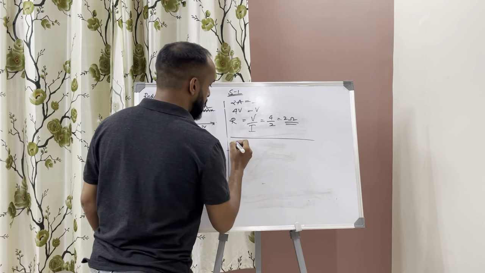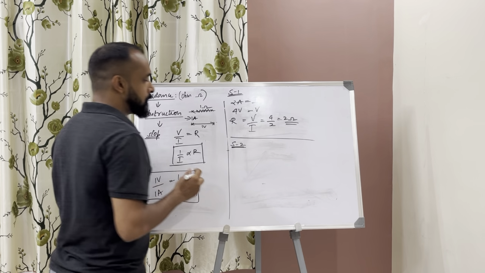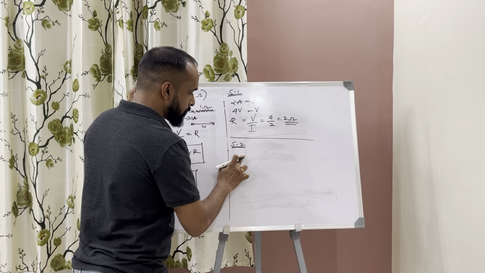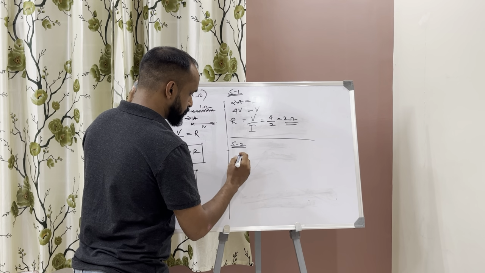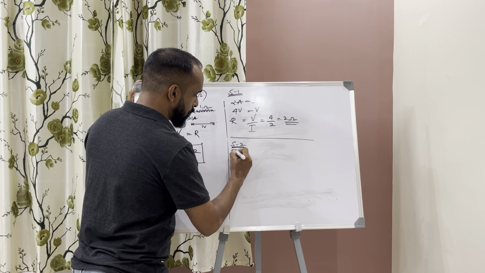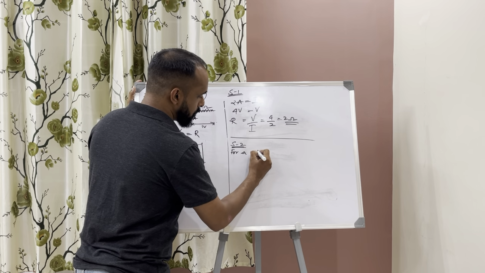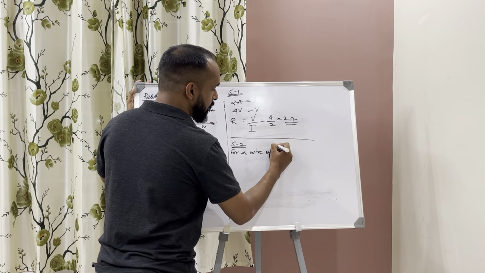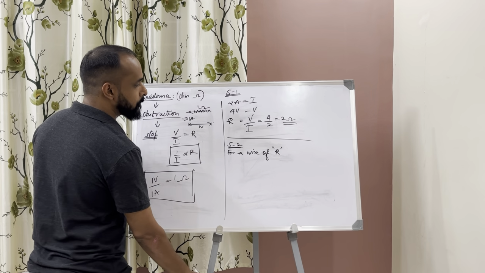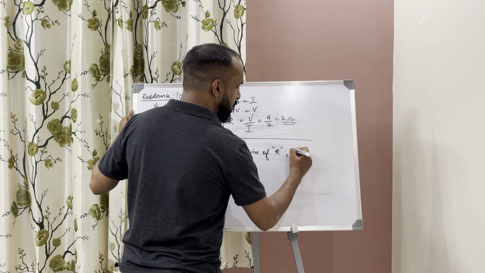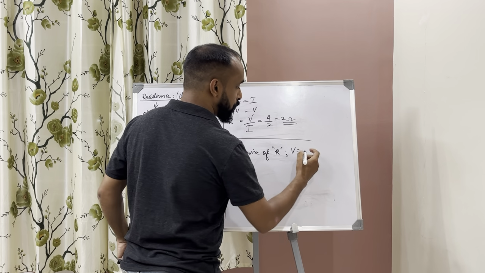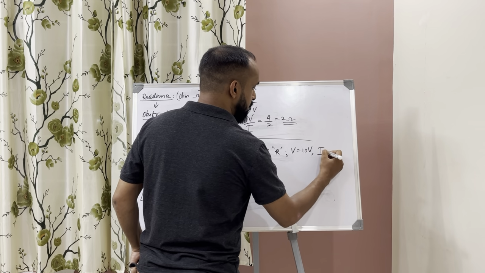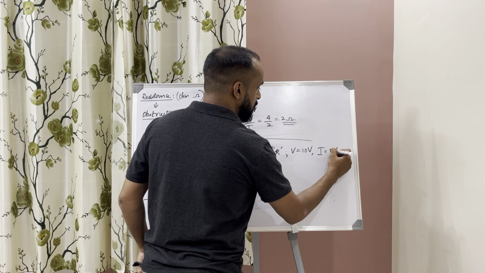For example, second case, let me assume that for a wire of resistance R, when you apply a potential difference of 10 volts, the current passing is 5 amps.